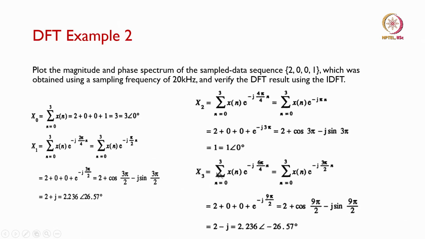There are two ways of computing your X of 3. One is direct computation, which is shown here. What you arrive at is 2 minus j, which is 2.236 at an angle of minus 26.57 degrees. This is one method. The other one is you can use the periodicity property, and we know that X of 3 is equivalent to X of 1 conjugate. So, then I will be taking 2 and minus j. This is the way you will be substituting.